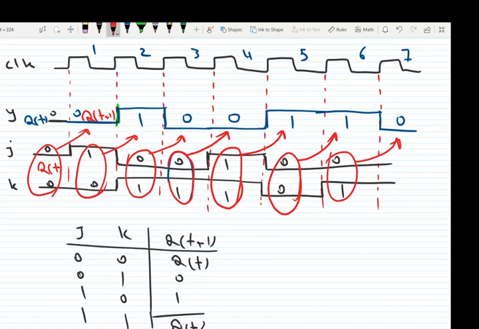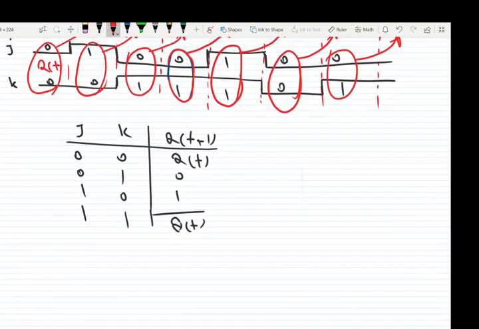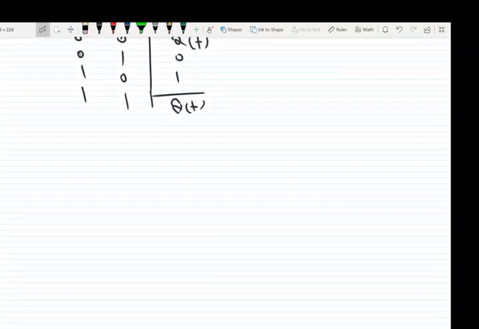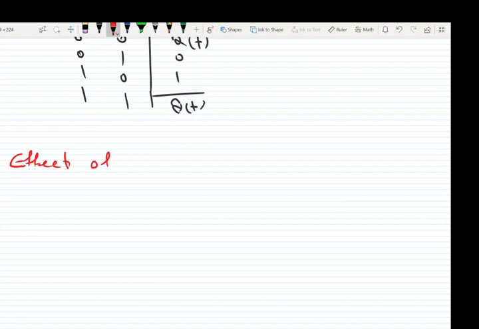Okay. Now that we learned how to draw a timing diagram for different flip-flops, here we had the JK flip-flop, so we can do the same thing for the T flip-flop, D flip-flop, and other different types of sequential circuits. I'm going to discuss something called propagation delay, so the effect of propagation delay.